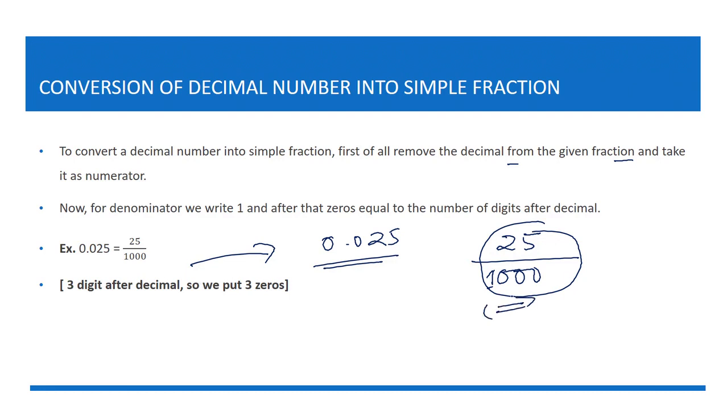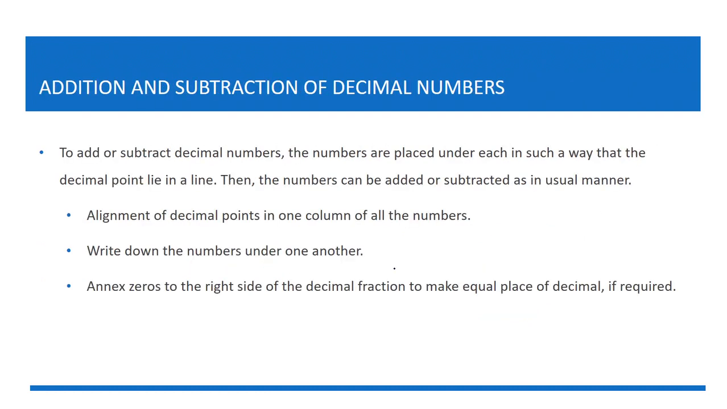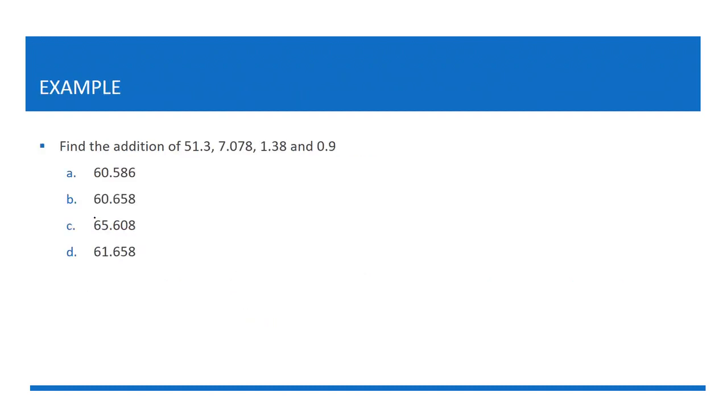Hope you understood, right? Let us go with the addition and subtraction of decimal numbers. See, you need to be very careful while adding or subtracting decimal numbers. The alignment must be very careful. Alignment is very important here. Write down the numbers under one another, right? If you don't have a digit, then annex 0 after the decimal point. Let me show with one example, right?